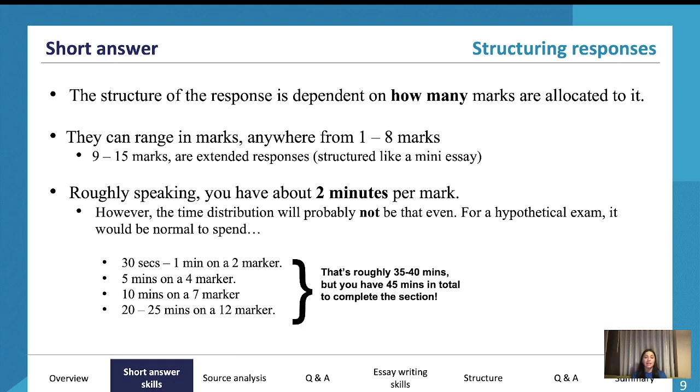And then, of course, there's the 9 to 15 markers, which are extended responses, kind of like baby or mini essays. Roughly speaking, you have about 2 minutes per mark. But you do have 45 minutes in total to complete the section. A lot of students can finish it in about 40 minutes. Some of the even faster ones can do 35 minutes. And the quicker you finish this section, the more time you have for your essays.